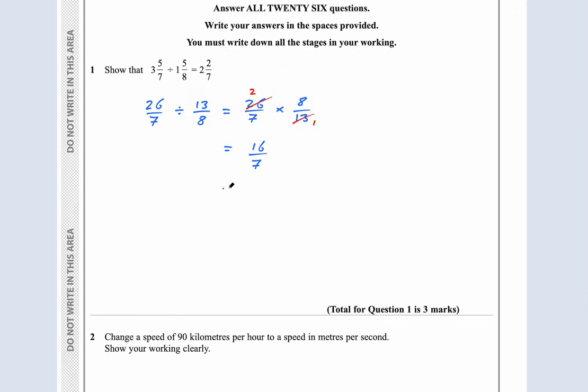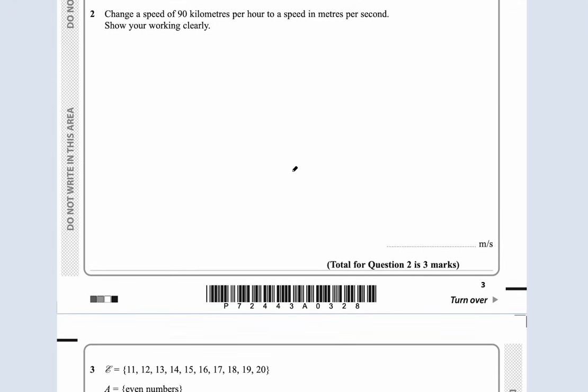How many times does 7 go into 16? Well, it goes in twice with a remainder 2, so 2 and 2/7. So that's the answer. That's what they wanted. We have shown it. Okay, question 2.